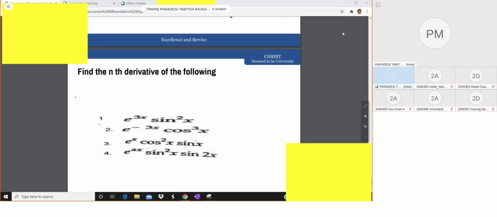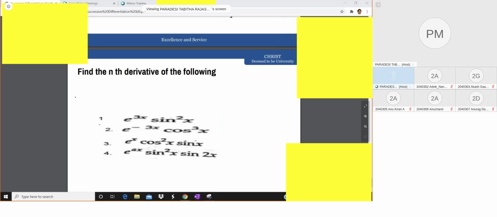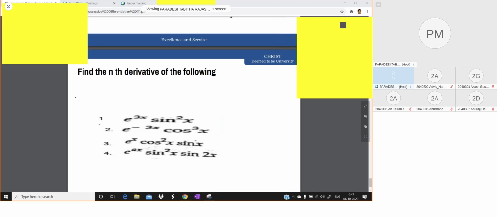It's 12:45. If I wind up now, will you finish these in the next 10 minutes, next 15 minutes? Yeah, so next class we start with what is called the Leibniz theorem. Have you done Leibniz theorem in 11th or 12th? Nth derivative theorem.